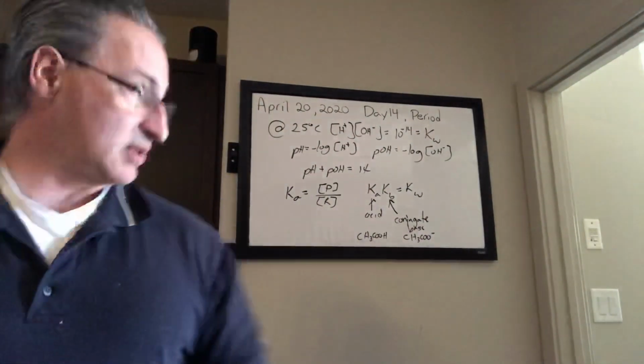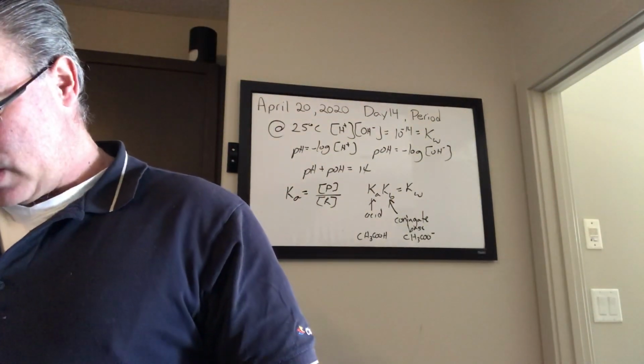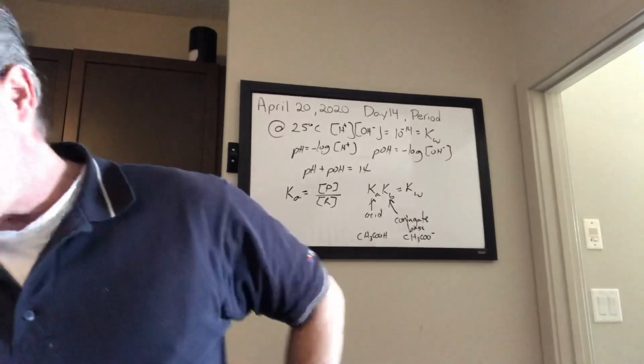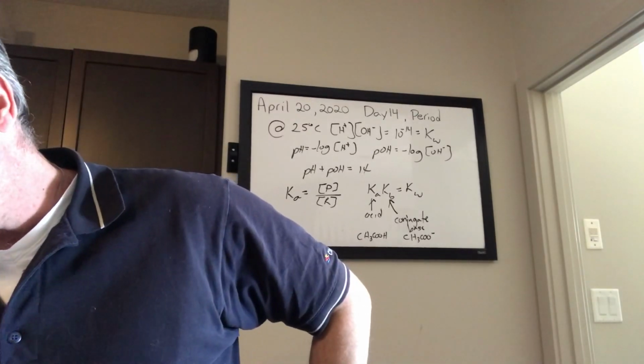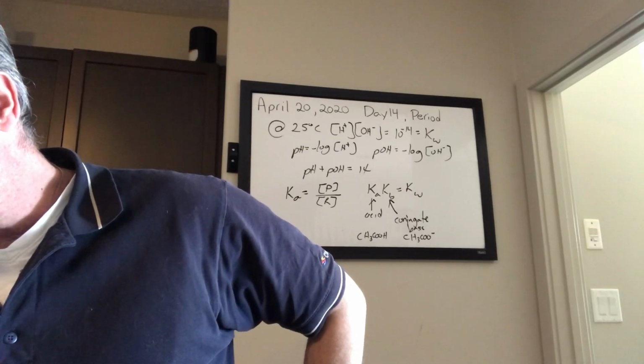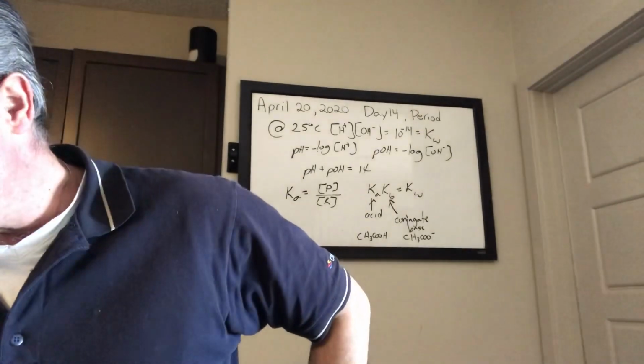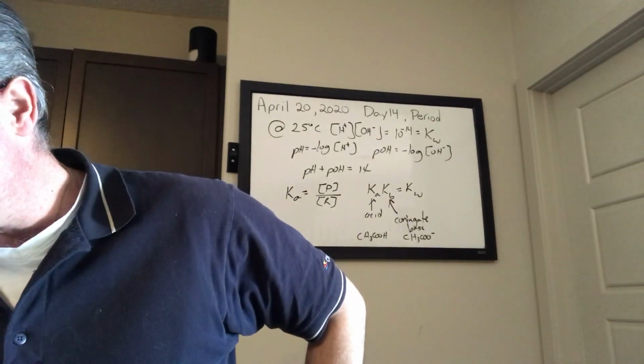So let's now look, with knowing this, let's look at question 1629. It says calculate H plus concentration for each of the following solutions and indicate whether the solution is acidic, basic, or neutral. In A, the hydroxide concentration is 0.3045.